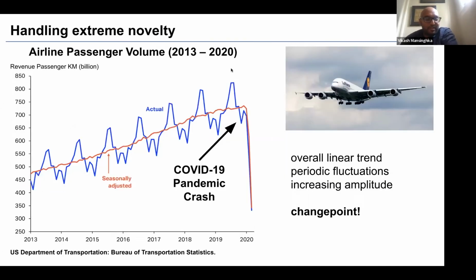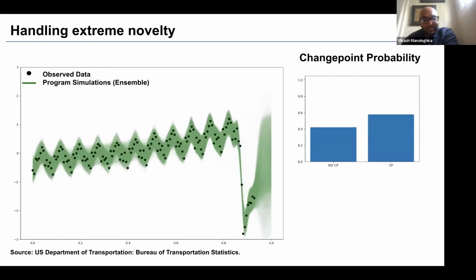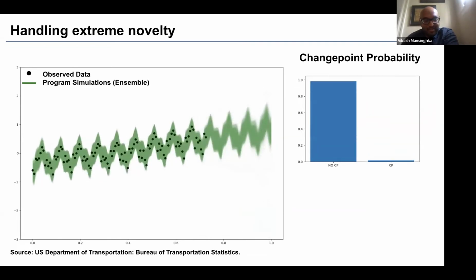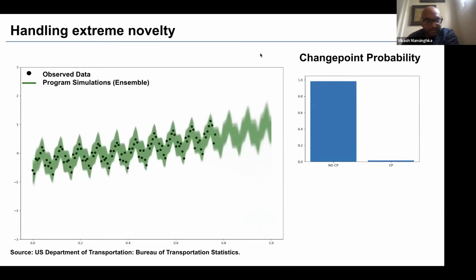Now, an interesting feature of this structural learning approach is that it can handle exogenous changes. So it turns out the data you were seeing is airline passenger volume data. So it's instructive to see what happens when we extend the time series further to include the early stages of the COVID-19 pandemic, where there was a rapid drop in airline travel. And so that's what you're seeing here. All of a sudden there's a drop and the system is able to infer very rapidly that there's probably a change point and that predictions about the future don't look like the past.